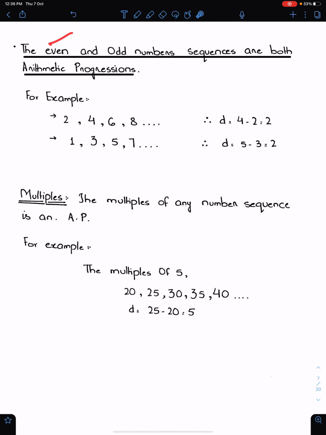The even and odd number sequences are both in AP, are both arithmetic progressions, because difference is constant. This difference is 2, this difference is 2. So this is the sequence of even numbers, so this sequence is AP. This is also an AP because difference is constant. The sequence of odd numbers. Multiples. The multiples of any number sequence is an AP. For example, multiples of 5: 20, 25, 30. These are multiples of 5. Their difference is always constant, which is 5.